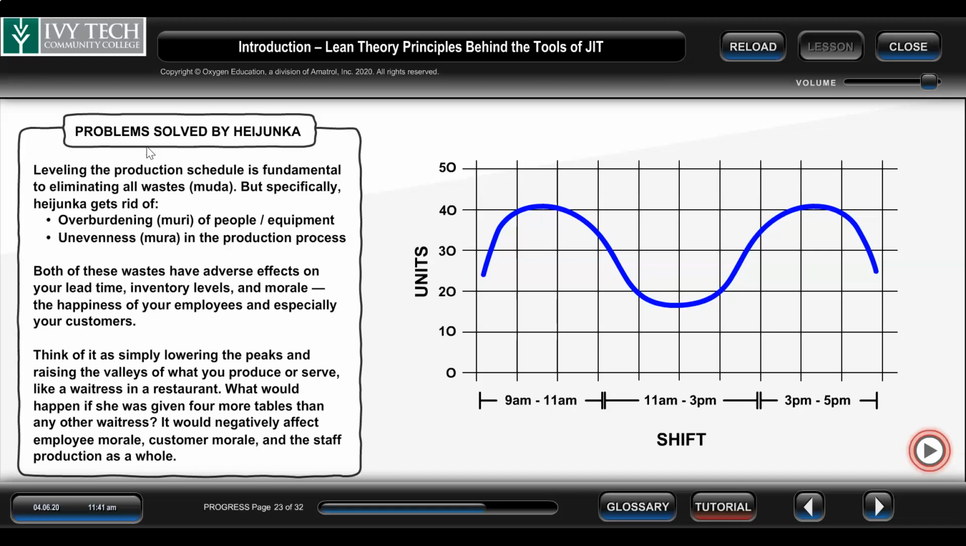What would happen if she was given 4 more tables than any other waitress? It would negatively affect employee morale, customer morale, and the staff production as a whole.